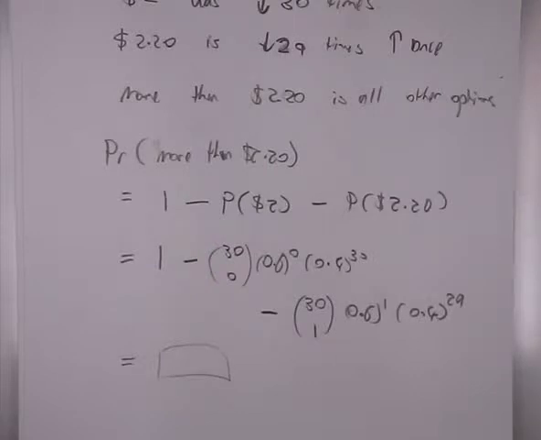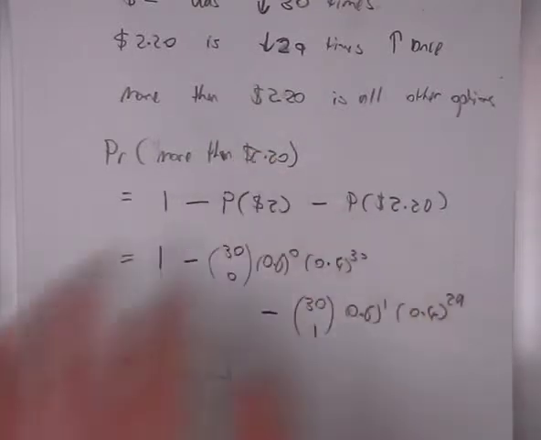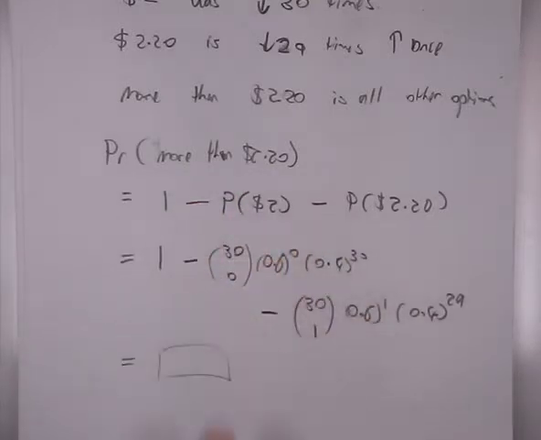Where have we been? We've been talking about probability distributions. There's either a list of what the probability of every single option is, or with a binomial distribution, there's a formula that tells you what every option is. And you might want to combine those together in some way to produce the probability of some combination of outcomes. So in this situation, we wanted to combine them to figure out the probability for more than $2.20. Okay?